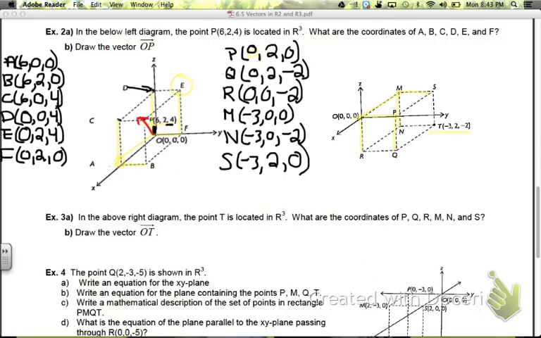Then our last step here, we can draw our vector OT. Starting at O, you want to go down to T, make sure to draw your arrow on there, and there's your vector OT. So we will continue on here, looking at our next example.